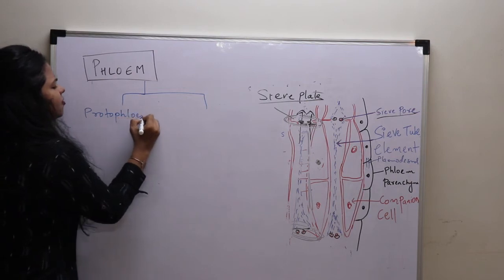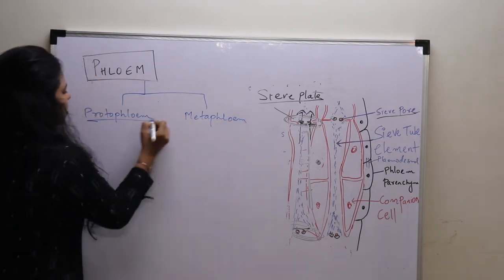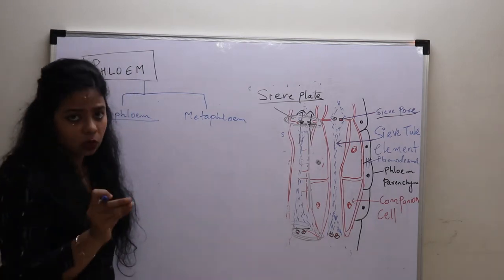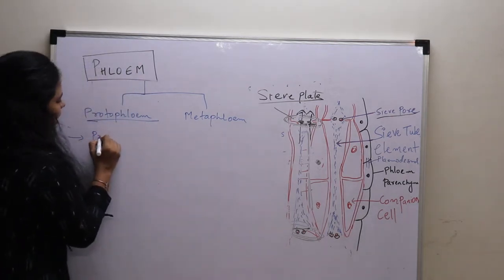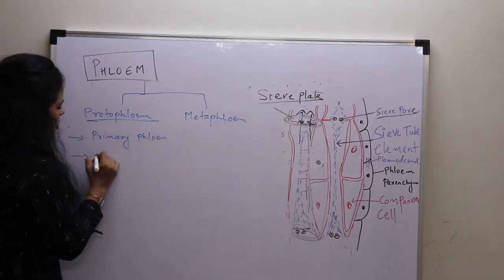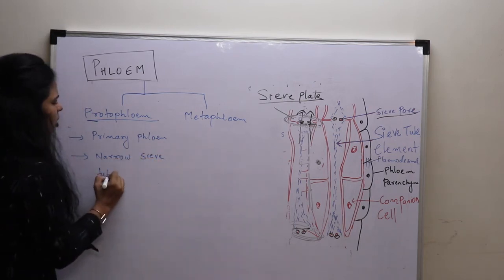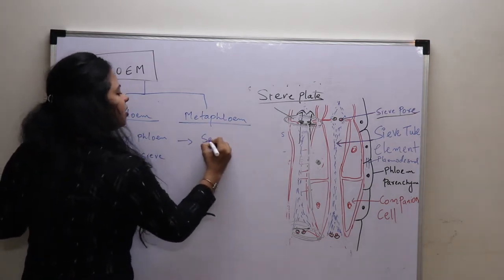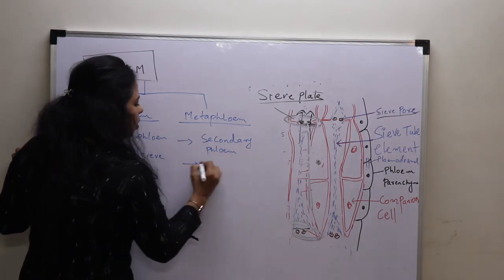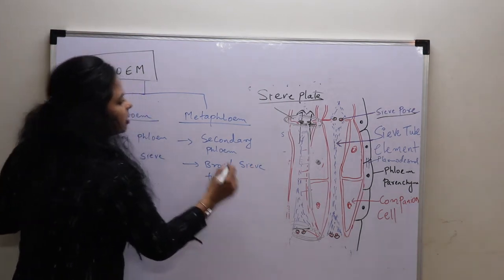Now what is the difference between protophloem and metaphloem? Protophloem consists of narrow sieve tubes. It is a primary phloem with narrow sieve tubes. Exactly opposite, metaphloem is a secondary phloem with broad sieve tubes. So we are done here with the phloem.